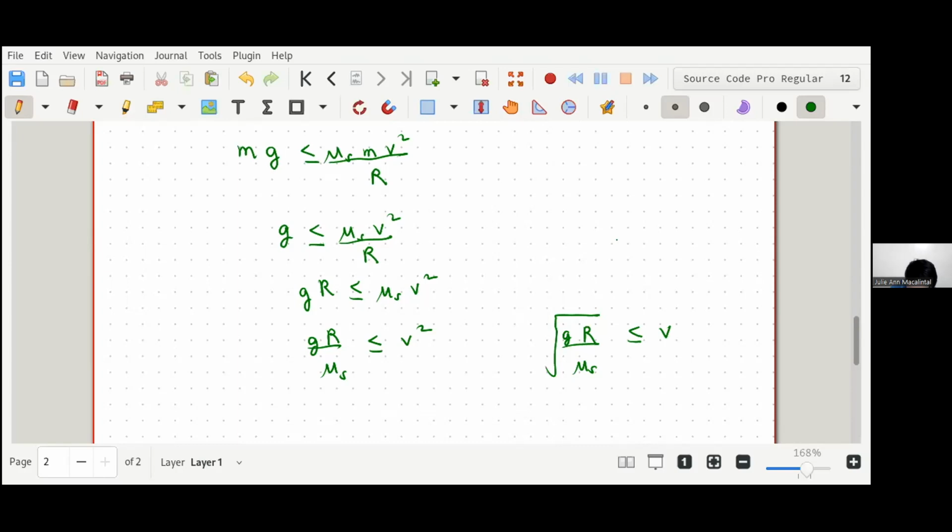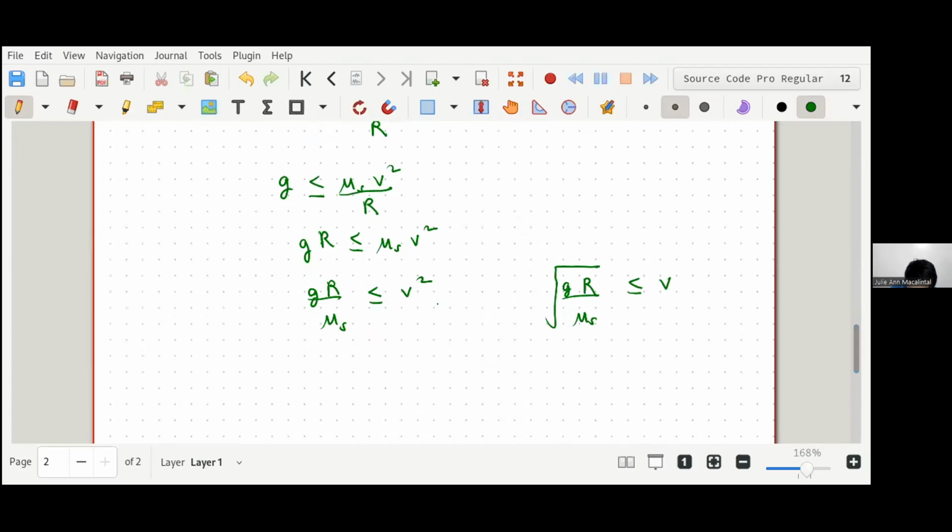Teka, acceleration is v squared over r, di ba? So, for a comfortable ride, let's say gusto natin na ang acceleration ay... meron talagang limitasyon. So, may fundamental limitations tayo on the acceleration. Kung gusto nating maging mas komportable yung ride, di ba, kailangan nating mas mababang acceleration.